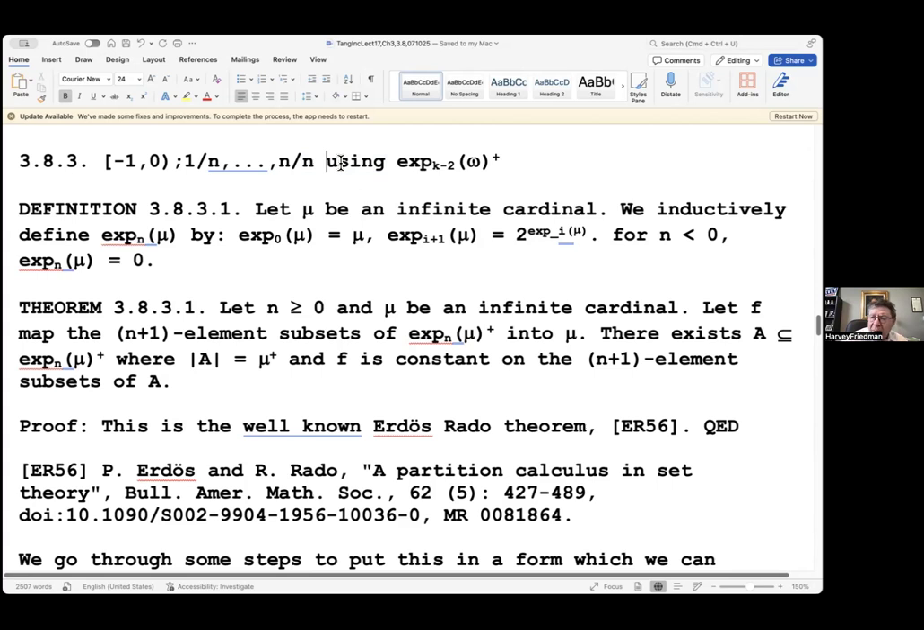Now, here's where I remember I said that the master construction is used to convert combinatorial set theory into usability. So now where is the combinatorial set theory I need to do this usability? Well, it's the Erdős-Rado theorem. And this is the classical setup. Mu is an infinite cardinal, and we inductively define the iterated exponentials.